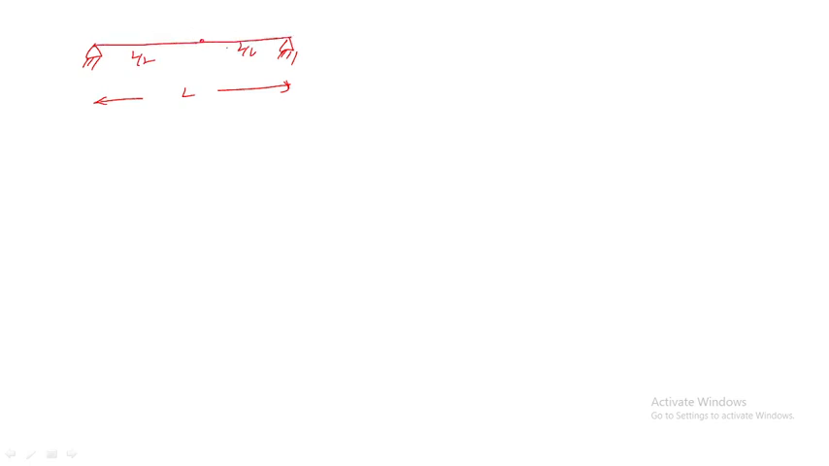Okay, this is L by 2 and L by 2. So this is a point, we can say this is C point, this is A point, and this is B point. Okay, and this beam will deflect like this, right? These are the movement, and here also there is a movement due to the supports, right?